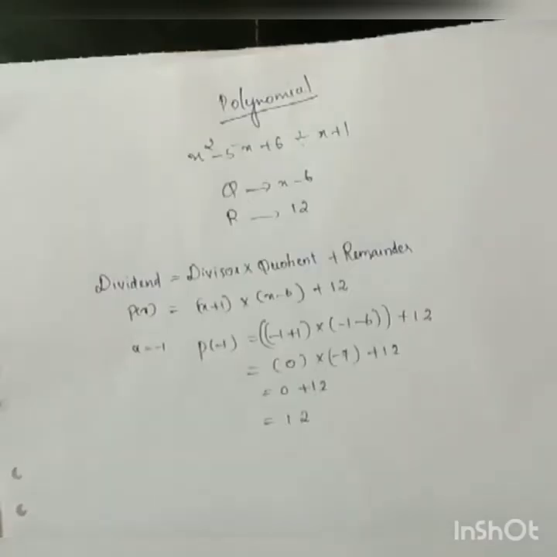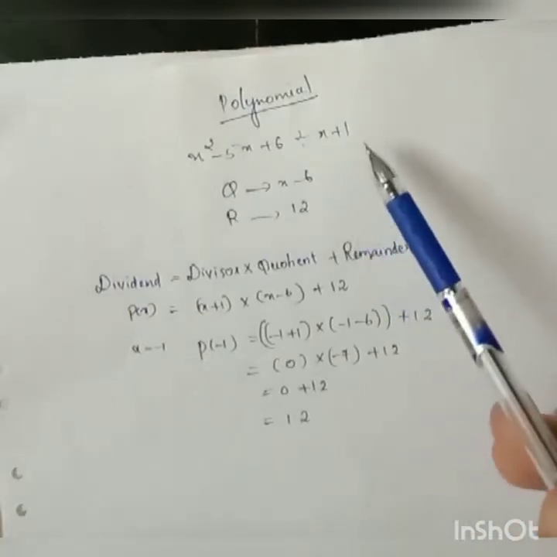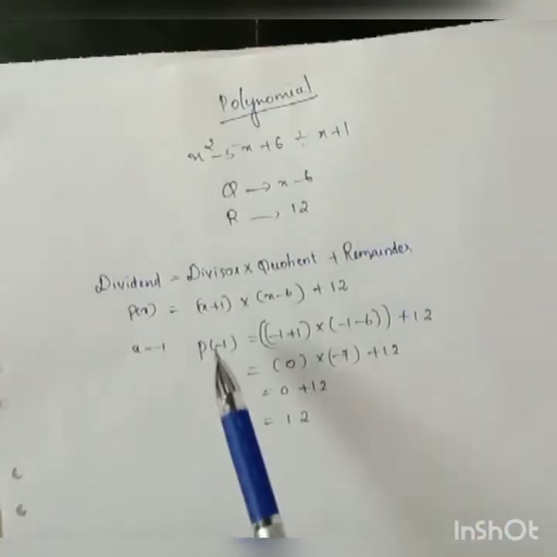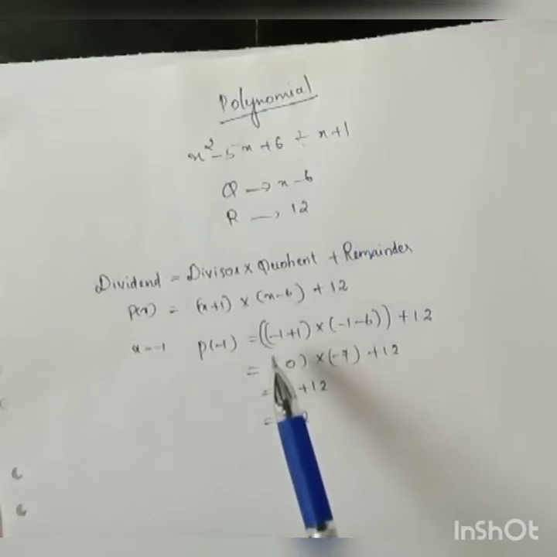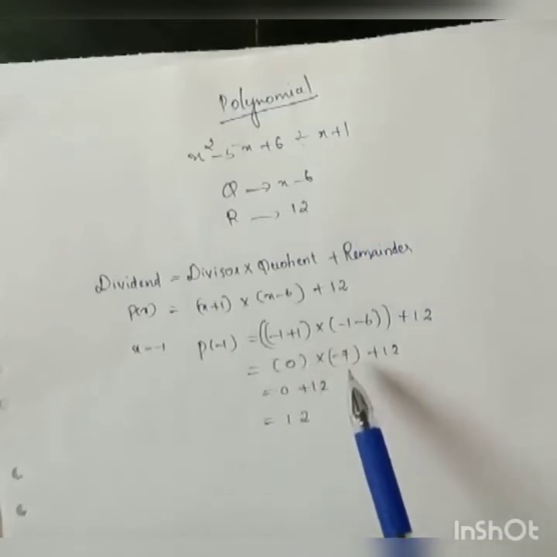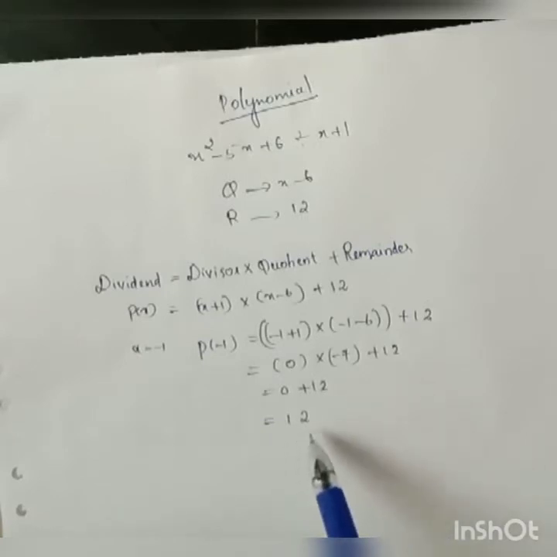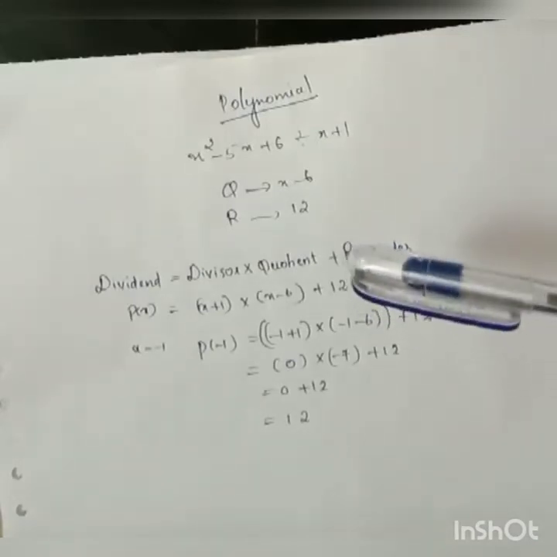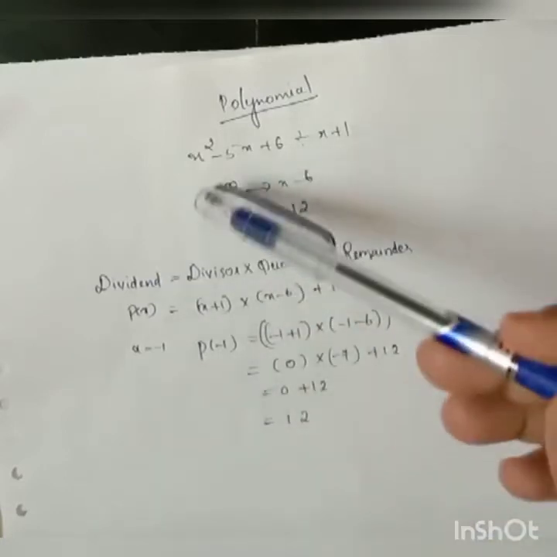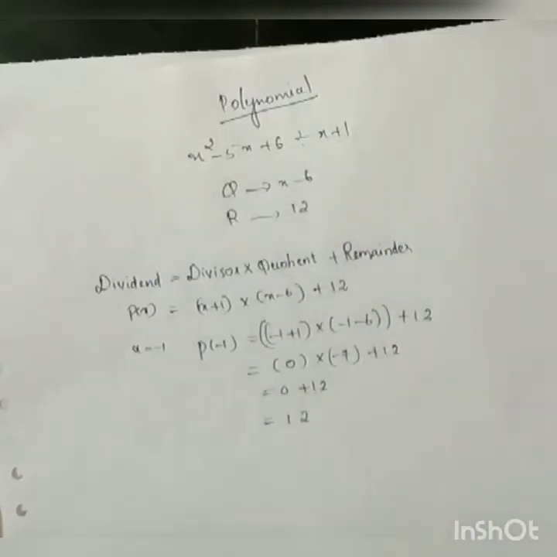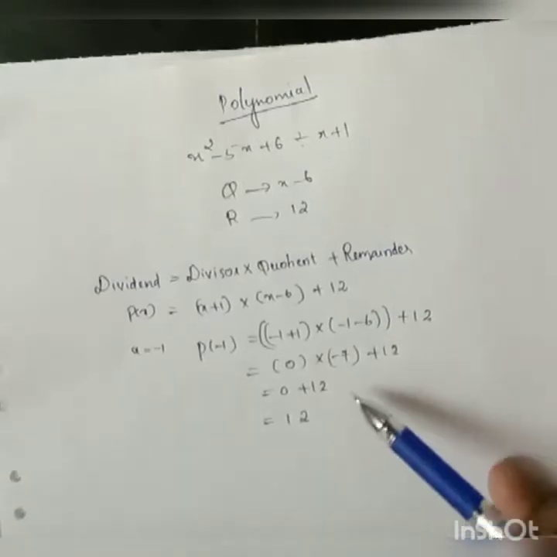We have a linear divisor here, which is x plus 1. When we substitute minus 1 in place of x, this part becomes 0. 0 into anything becomes 0, and we are left only with the remainder 12. So if we divide the polynomial x square minus 5x plus 6 by x plus 1, p of minus 1 gives the remainder 12.